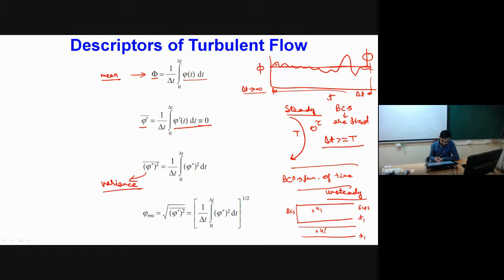So for the time average I am considering 1 by delta t integration from 0 to delta t, and in order to make it variance, we are doing phi dash square into dt. Okay, along with the variance, the important parameter is the root mean square velocity also. So root mean square velocity is nothing but the square root of the variance.